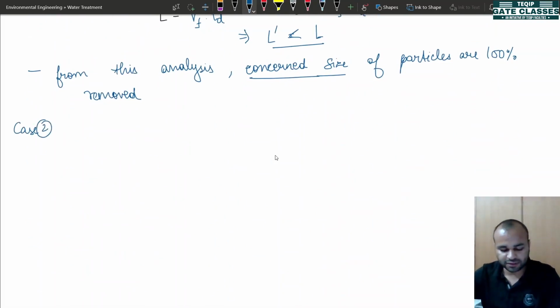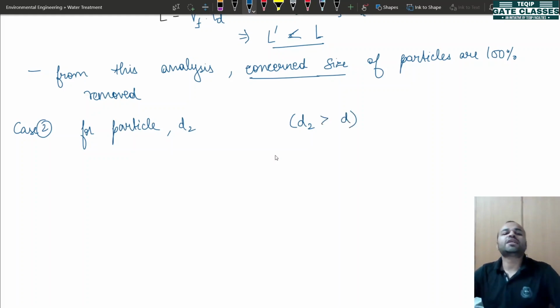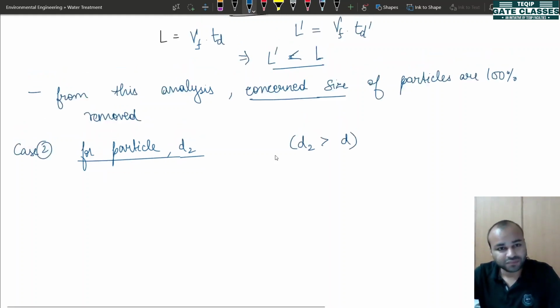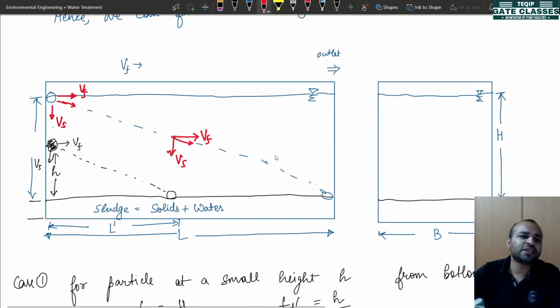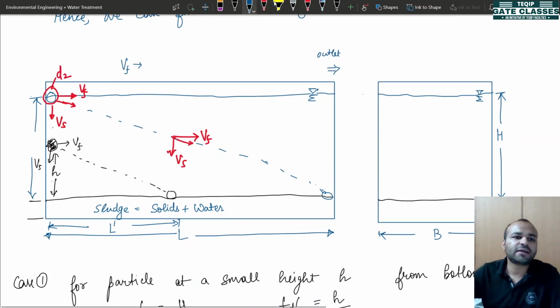Now let us talk about case 2. Let us consider a particle D2. The particle is having the dia of D2, where D2 is greater than D. What it means is that the particle now we are considering is having a diameter more than our initially analyzed particle. So for example, this is your D2 and this is your small d.